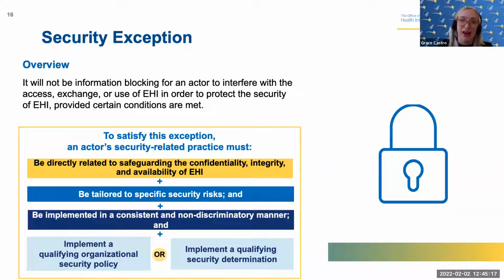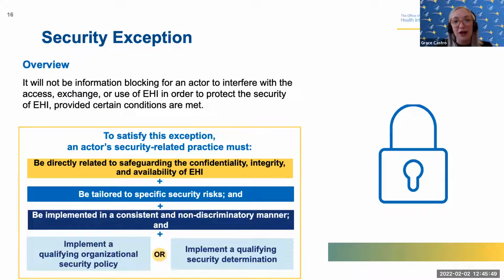Perhaps those practices are not applied consistently across or within an organization, or they otherwise unreasonably interfere with that access, exchange, and use. So this exception is intended to cover all legitimate security practices by an actor. But I do want to make it very clear, this exception does not prescribe a maximum level of security. It also does not dictate a one-size-fits-all approach.